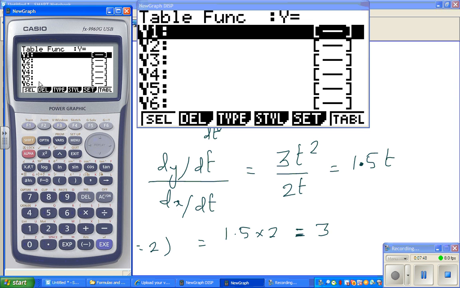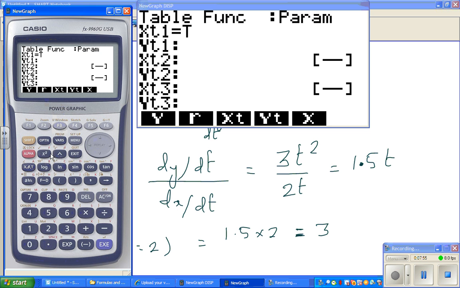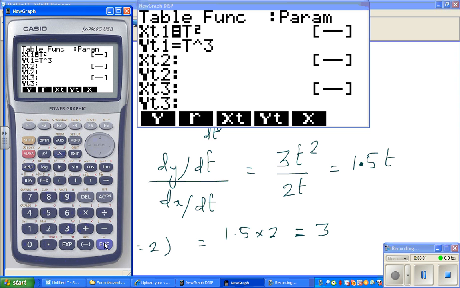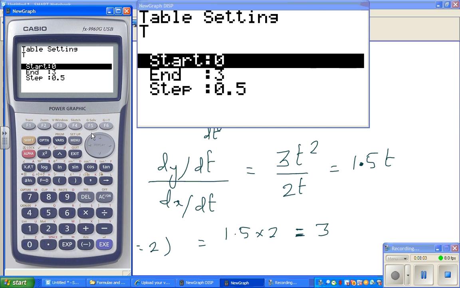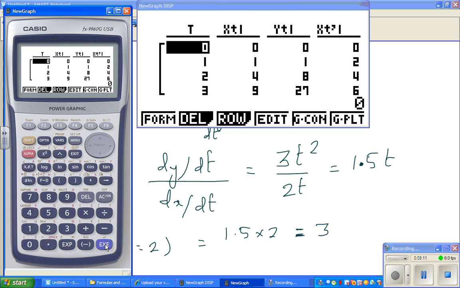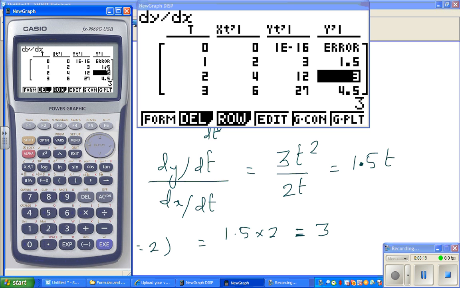If you want parametric, go to type and choose parametric. So xt1 is t squared and yt1 is t to the power 3. And then you go to set. You can go from 0 to 3 at a step of 1. We are interested in 2. At 2, what did we say? That dy by dx, this is y dash. So that's your answer, this is 3. We have confirmed the answer.